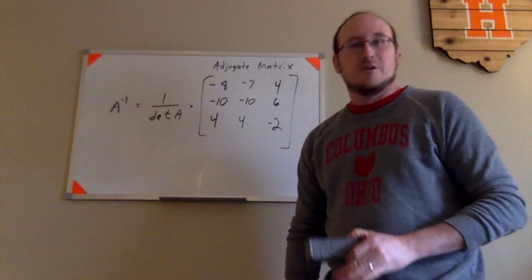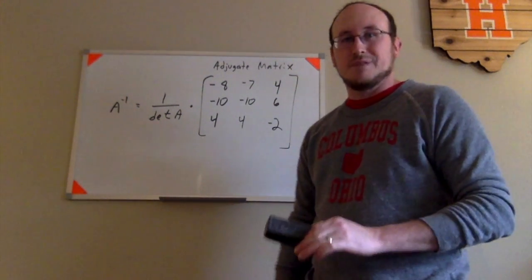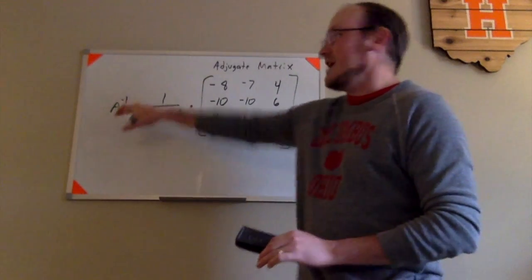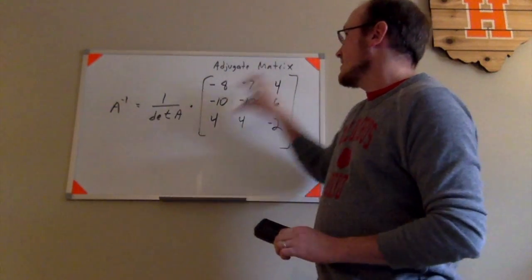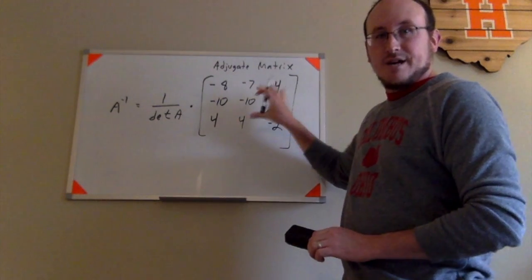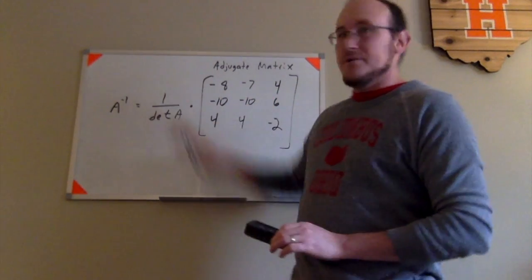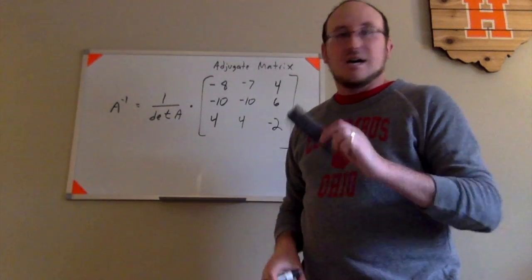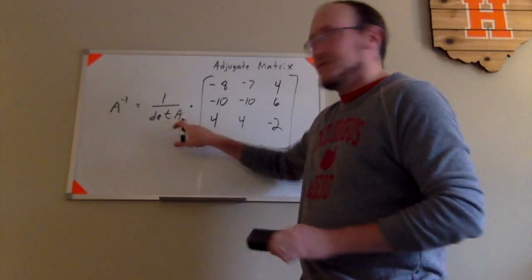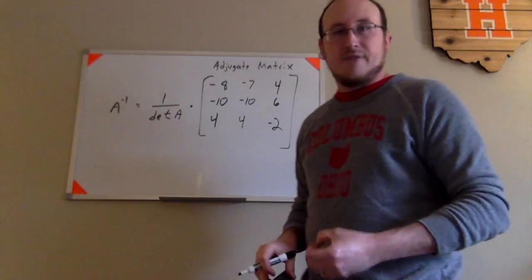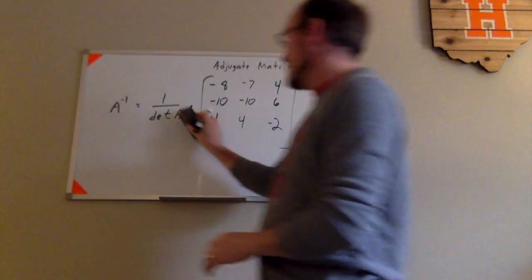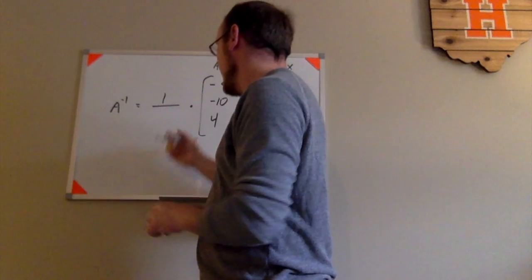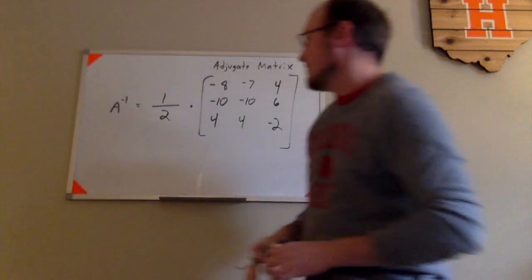We're finally in the home stretch. We just have to do a bit of scalar multiplication and then we're done. So to find A inverse, we have to take this adjugate matrix that we just created in step 4, and we have to multiply it by the scalar 1 divided by the determinant of A. Back in step 3, I figured out what the determinant of A was. The determinant of A was 2, if you recall. So I'm going to go ahead and put that right here. So I have 1 divided by the determinant of A.